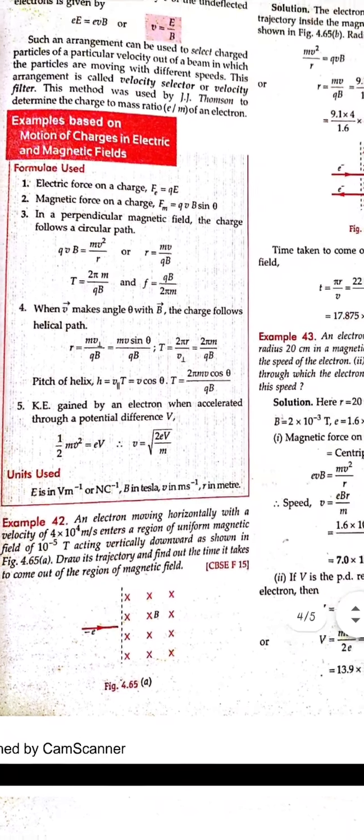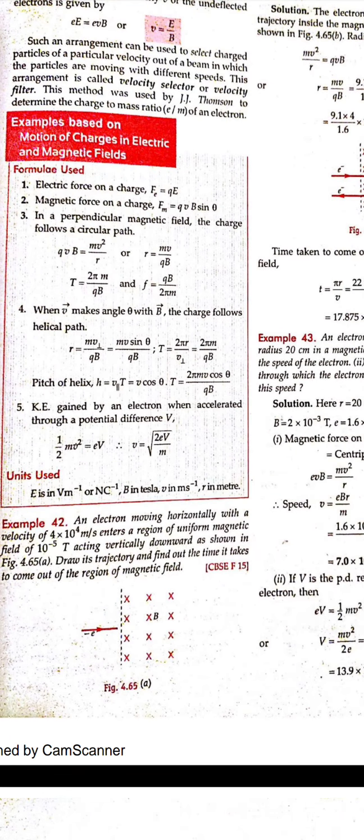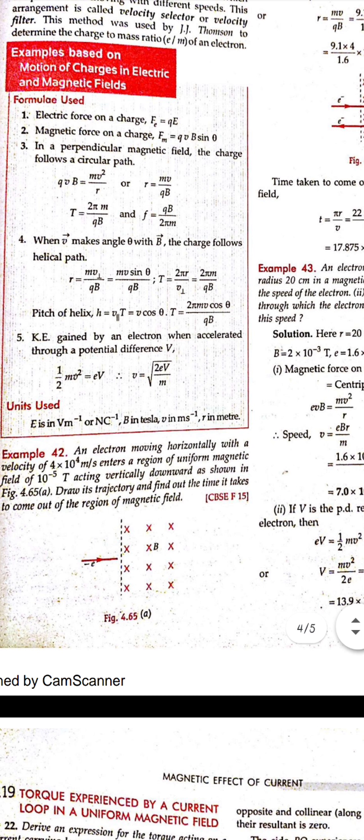Okay, so here are some numericals which you can see. An electron is moving in the horizontal direction with velocity v, in a region of uniform magnetic field of 10 to the power minus 5 Tesla. That is, the value of B is given. The field is acting vertically downwards, so the direction is perpendicular to the velocity. Draw its trajectory and find out how much time it takes to come out from the region of the magnetic field.